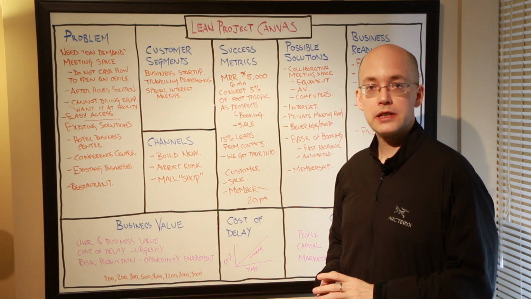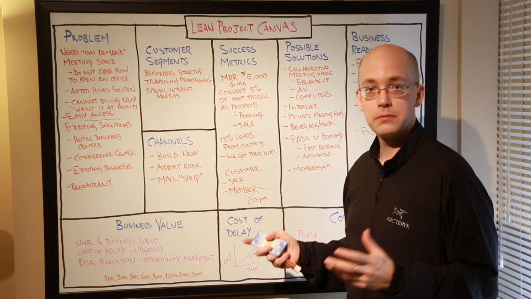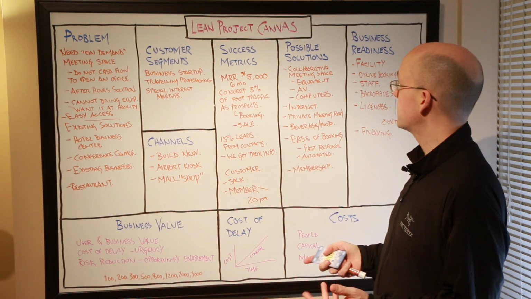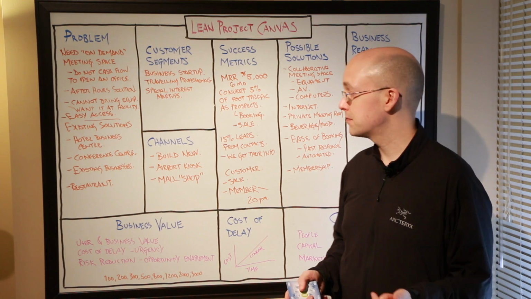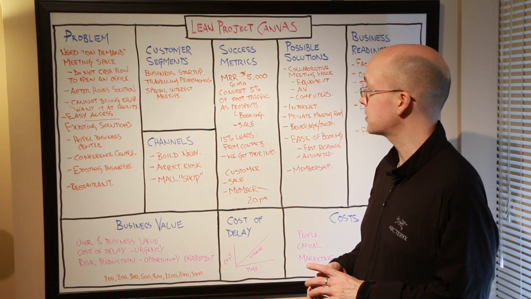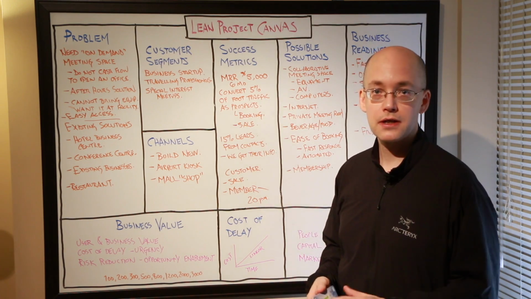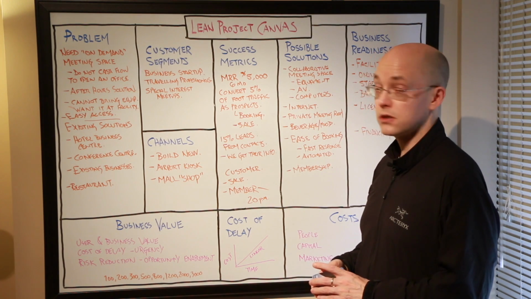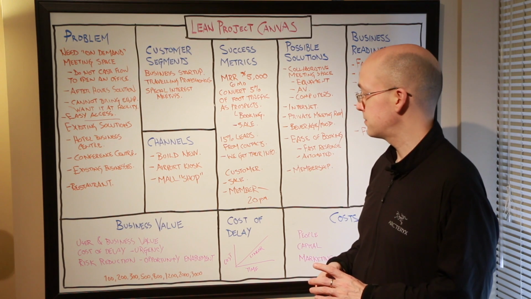Welcome back to our Lean Project Canvas conversation. We've gone through our problem, our customer segments. We talked about our solutions, business readiness being the ability for us to deliver on our solutions and promises. We talked about success metrics, setting up some KPIs and measures so that we know that we're on track when we're moving forward with this initiative.